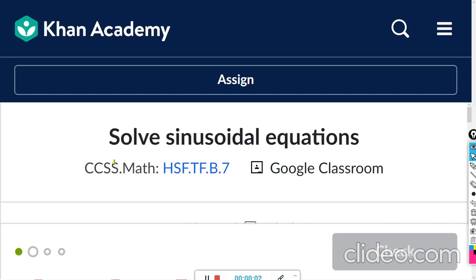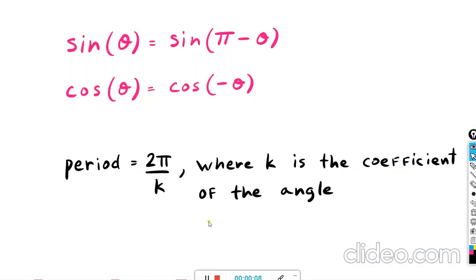This will be for the con exercise, solve sinusoidal equations. So just some notes before we start. There's two identities you need to know. This is the Greek letter theta representing the angle measurement.